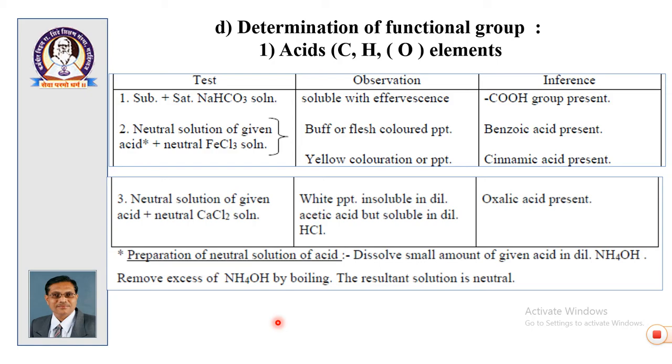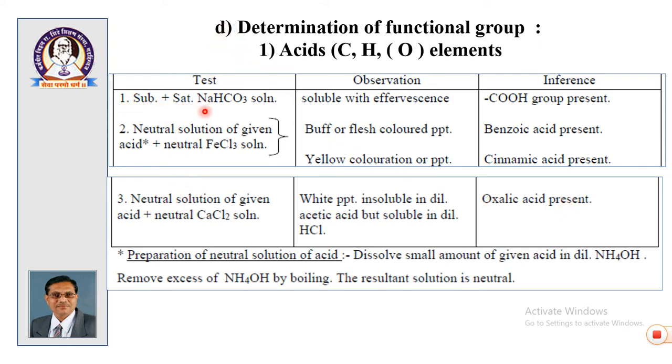So after getting the proper elements, you are going to report the reaction. Then the next part is determination of functional group. Once you know the elements, you are going to differentiate between the acids. So for acids, the possibilities are benzoic acid, cinnamic acid, oxalic acid. Remember well that oxalic acid is water soluble. Whenever you start with the preliminary test and you get blue litmus turning red with aqueous solution, then definitely it is oxalic acid.